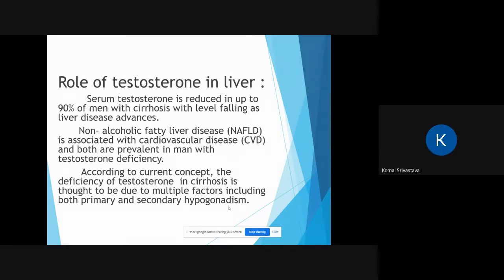Thank you, ma'am. Very good. So this is what exactly I wanted. In this slide, she has given the answer that serum testosterone is reduced in up to 90% of men with cirrhosis. So that means if your liver gets damaged, now I'll come to this point.